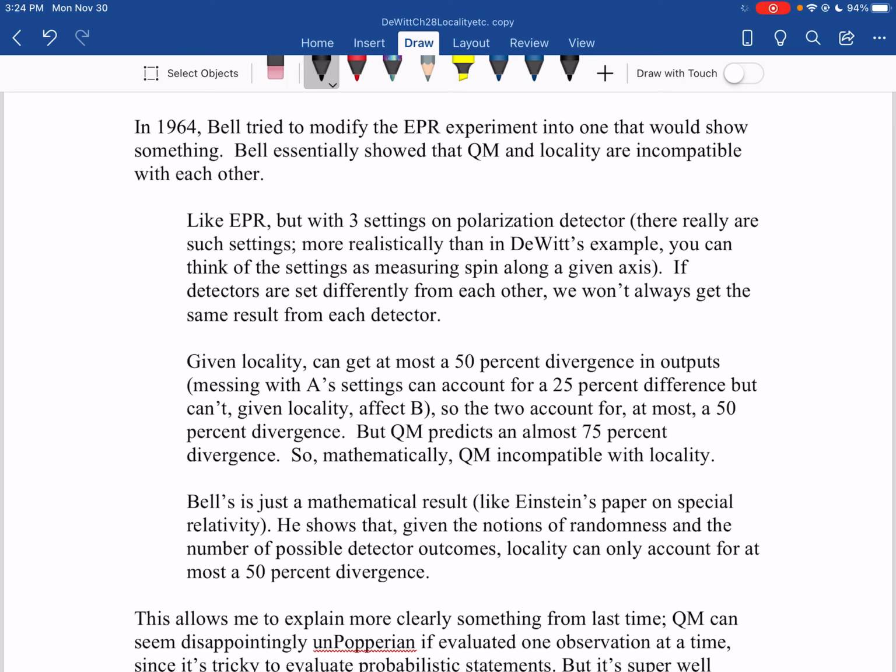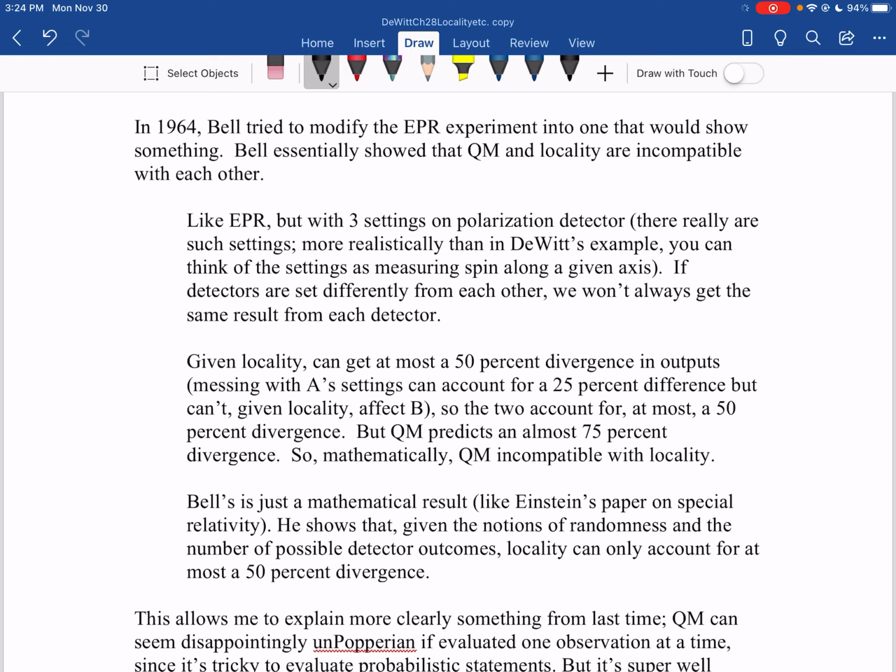Okay, we return to our discussion of quantum theory, non-locality, and DeWitt's chapter 28. When I left off, I was talking about how the EPR experiment is a thought experiment. It's not one you can carry out and learn anything from, because you can't carry out a measurement to determine what would be happening if you weren't measuring, and that's really what the EPR experiment is about.